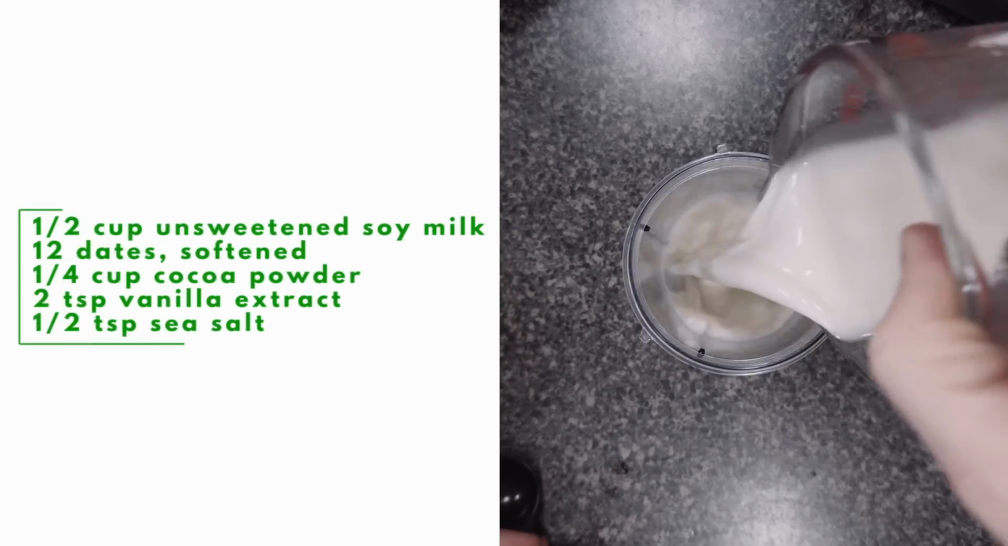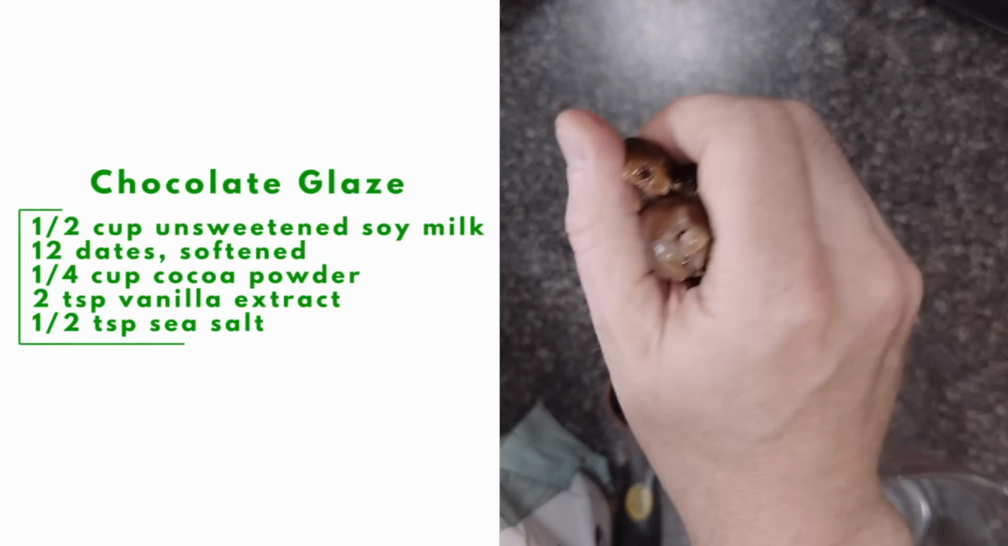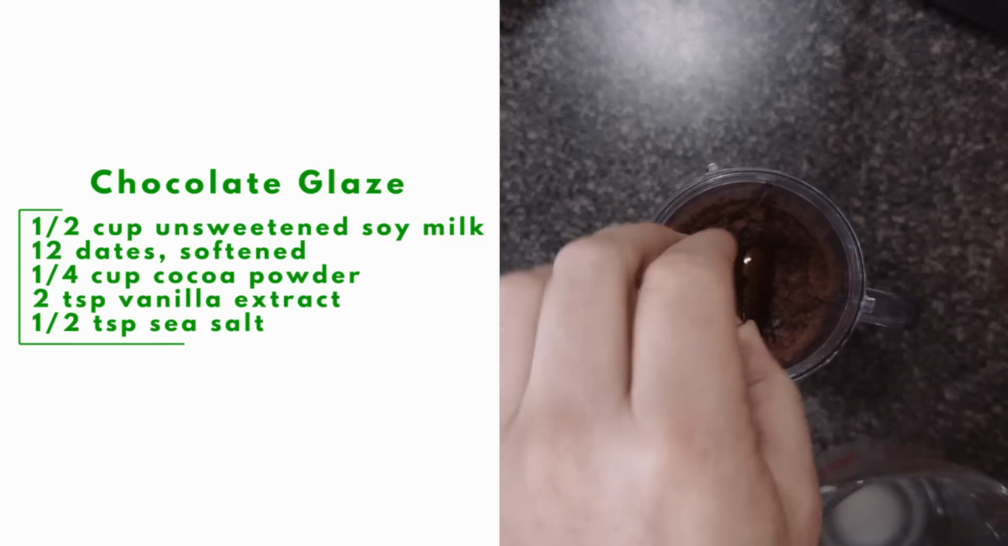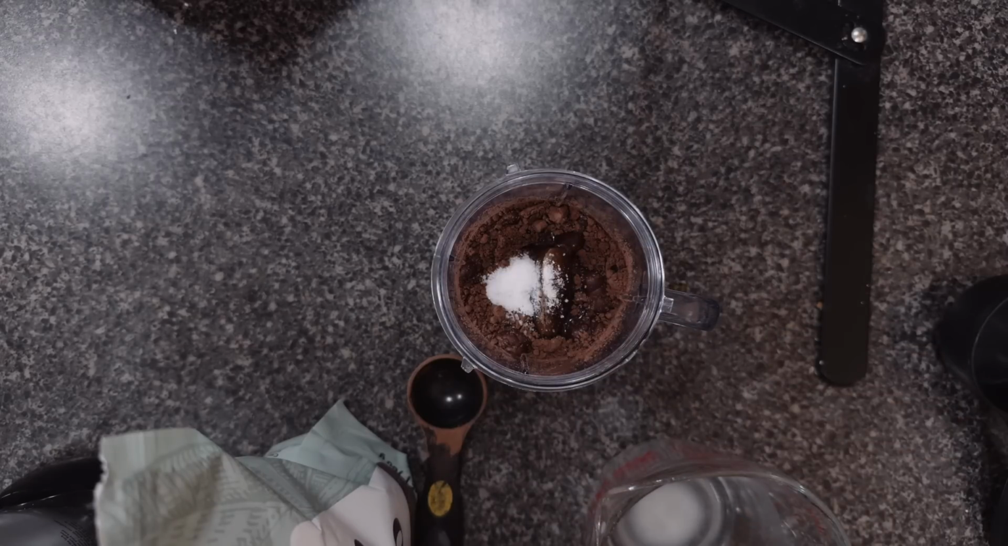As for the icing, we're gonna blend all of the ingredients together. It's some soy milk or whatever plant milk you've got, dates, some more cocoa powder, vanilla, and sea salt. If it's too thick, you can just add a little bit more plant milk, like 1 tablespoon at a time, or maybe even just 1 teaspoon at a time until it's the right consistency.